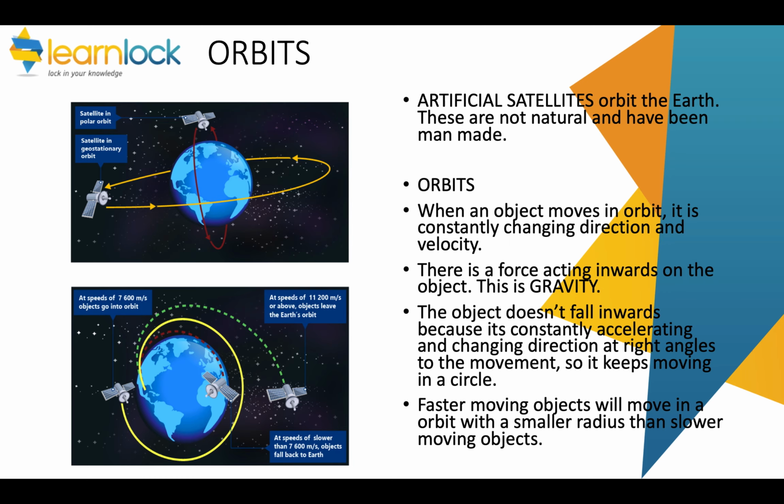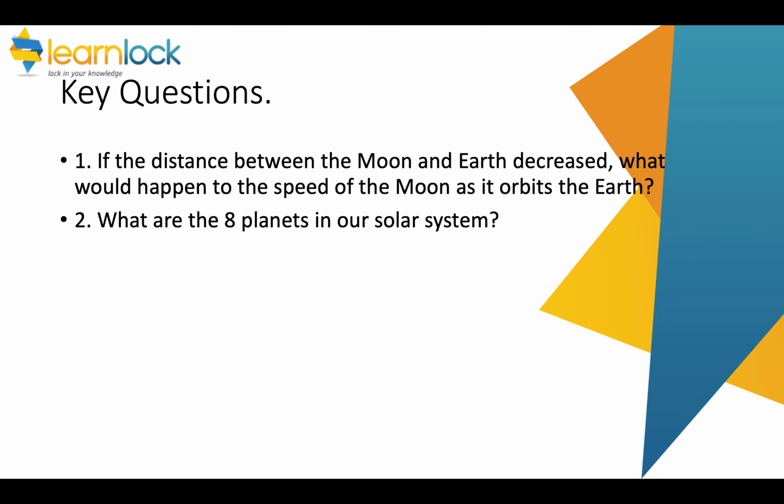When an object moves in orbit, it is constantly changing direction and velocity. There's also a force acting inwards called gravity. But the object doesn't fall inwards because as it's moving, it's constantly accelerating and changing direction at right angles to the movement. So it keeps it moving in a circle. Faster moving objects will move in an orbit with a smaller radius than slower moving objects.